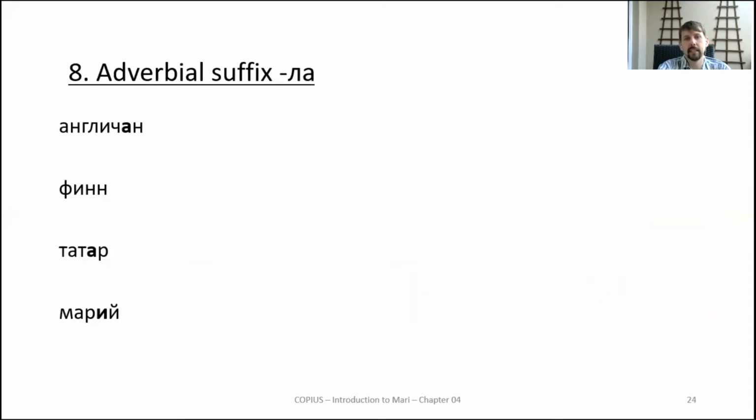We are meeting the adverbial suffix la in this chapter that you attach. It has a number of other usages, which we're going to meet later. But what we're for now learning is if you have a noun referring to a member of a nationality, like Anglichan, an English person, Englishman, Englishwoman, or Finn, a Finn, Tatar, Tatar, Mari, Mari, you attach it to have an adverb referring to the language.